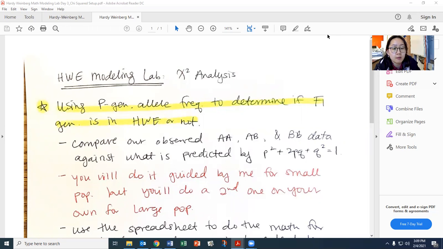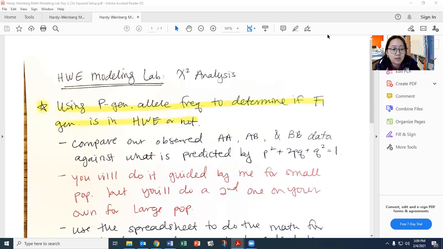So we're going to compare our observed AA, AB, and BB genotype data for our F1. Remember, we pulled it at the very bottom of the tables. And what we mainly focused on when we did day 1 and day 2 was the P and Q values, which were the allelic frequencies. But we're actually going to focus on the genotype frequencies now, because that's what we would actually be observing in a population.